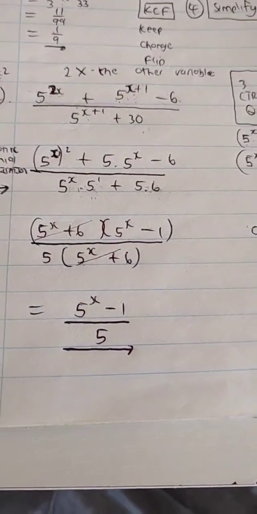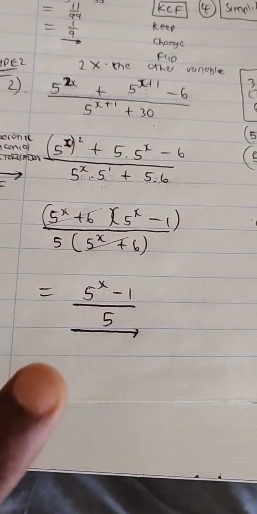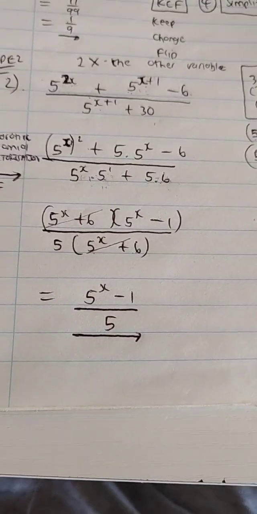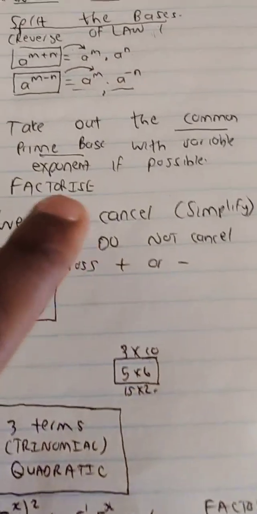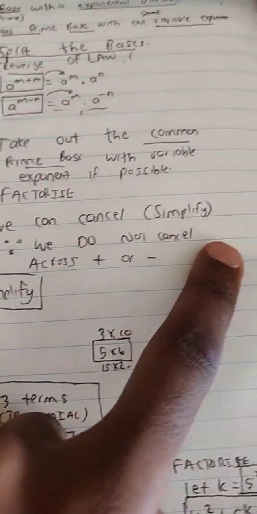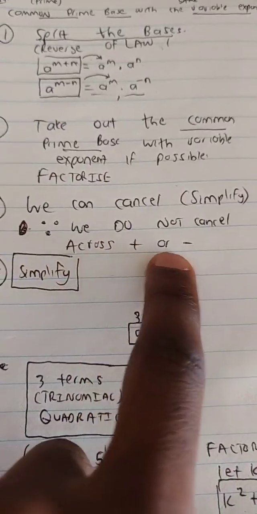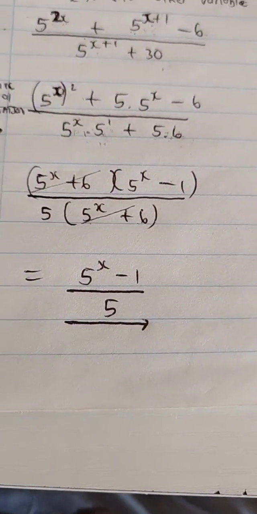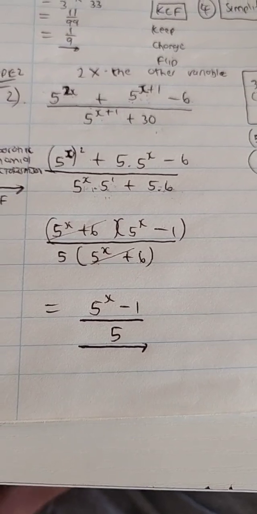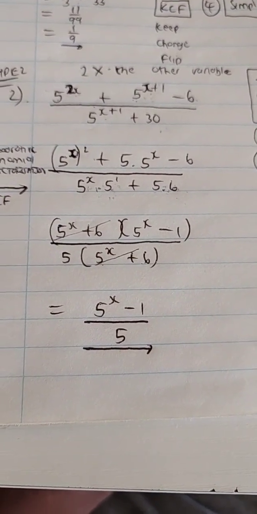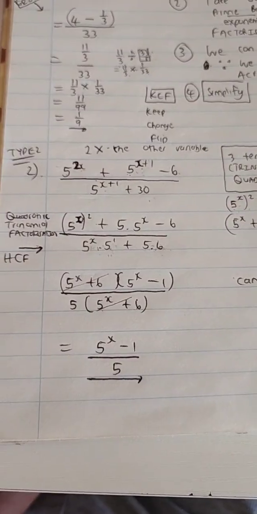And guys, we can't go any further. We can't simplify any further. You can't cancel this 5 and this 5. Why? Because we cannot cancel across an addition or subtraction sign. It goes back to what I said here. We can cancel or simplify, no? But we do not cancel across a plus or a minus sign. You can't cancel this 5 and this 5. You can't do that. Okay, so that is the final answer, left as you see it being left there.